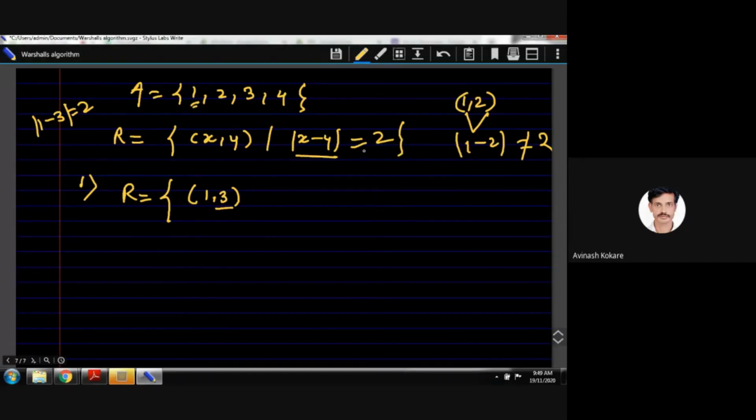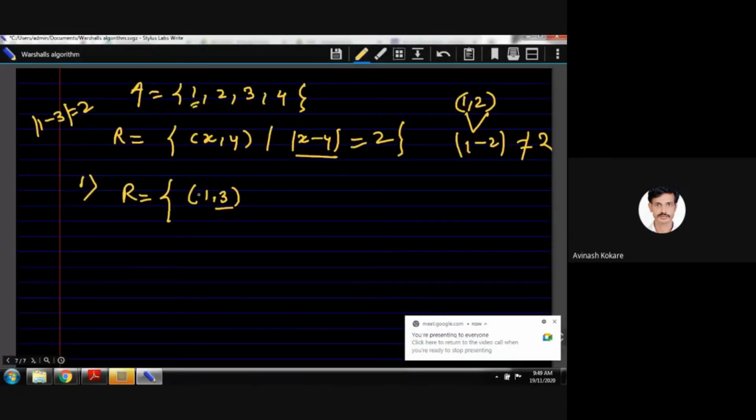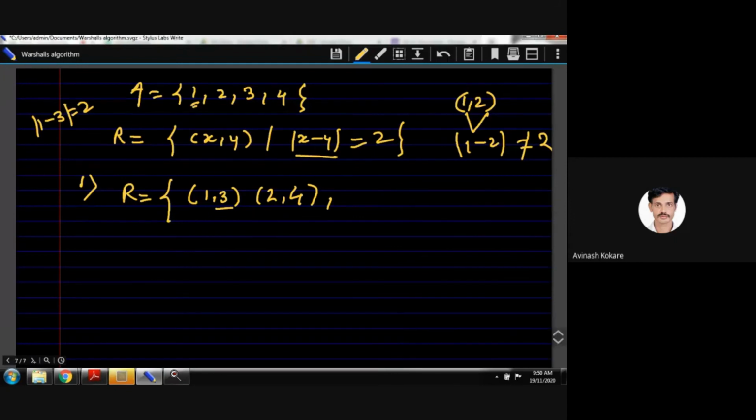A relation is given as |x minus y| equals 2. So 1 comma 3 we can write, but 1 comma 2 and 1 comma 4 we can't, because the result is not 2. Similarly, if you take 2, then 2 comma 4 you can write, because 2 minus 4 is 2 in absolute value. Then with 3, 3 comma 1 you can write, because the difference is 2.